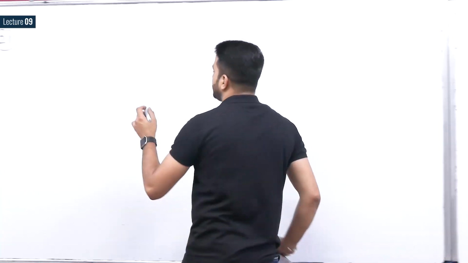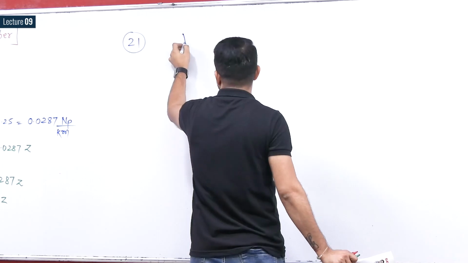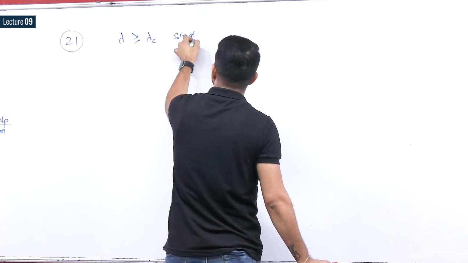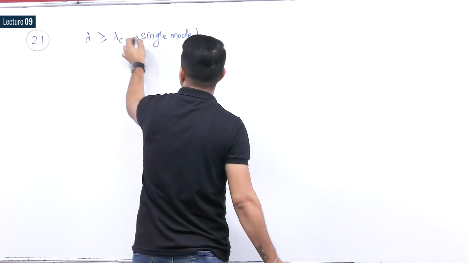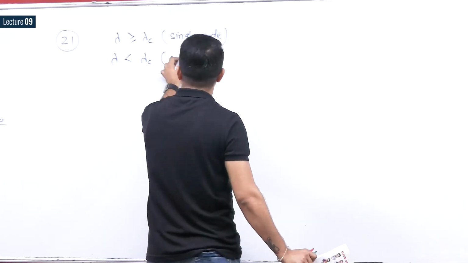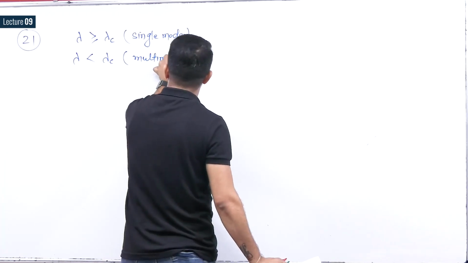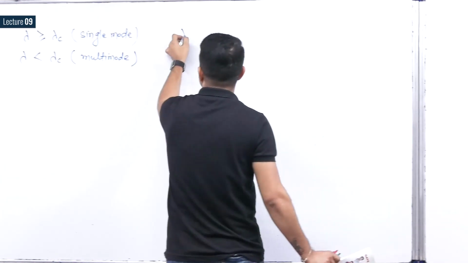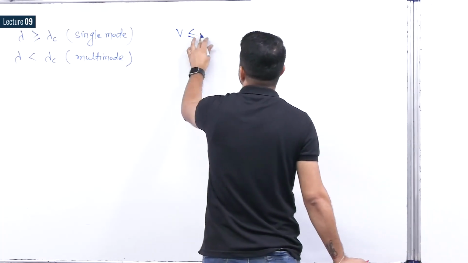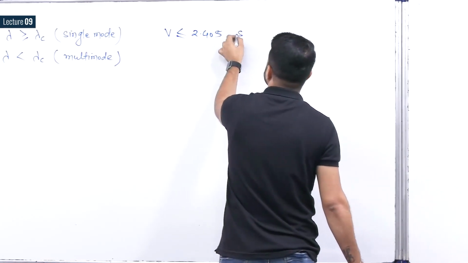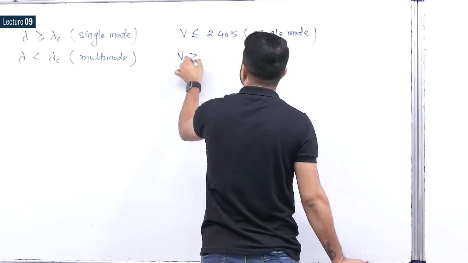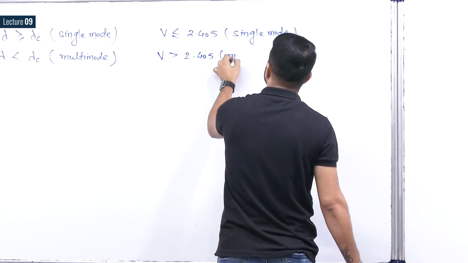So we also know that when lambda is greater than or equal to lambda c, it works in single mode, because exactly at cutoff it works in single mode, and when lambda is less than lambda c, it works in multi mode. Okay. And if we talk about the V number, if V is less than or equal to 2.405, it is in single mode, and if V is greater than 2.405, then it works in multi mode.